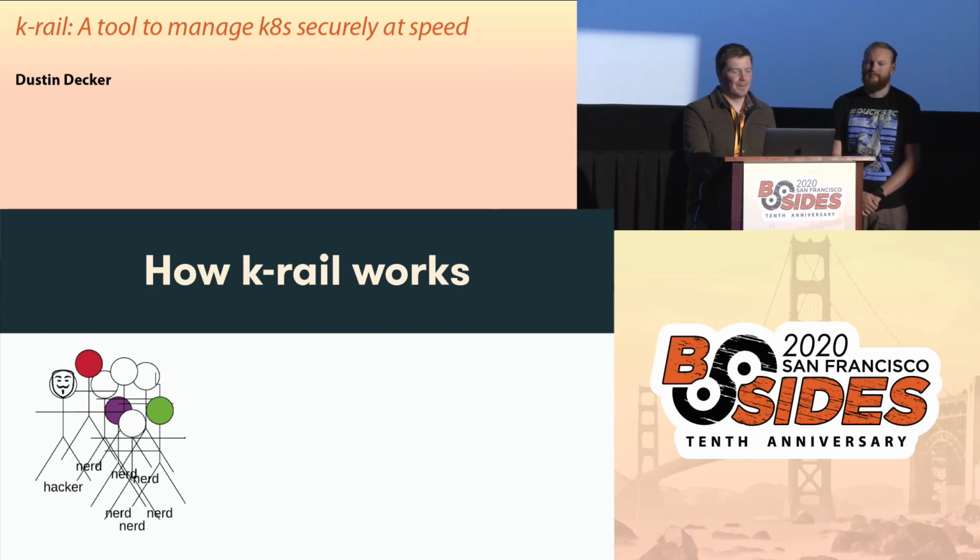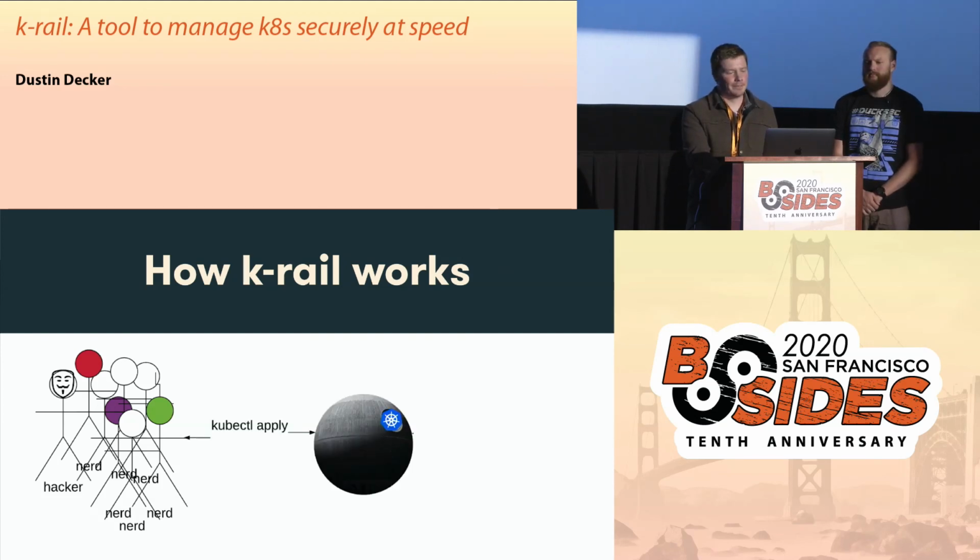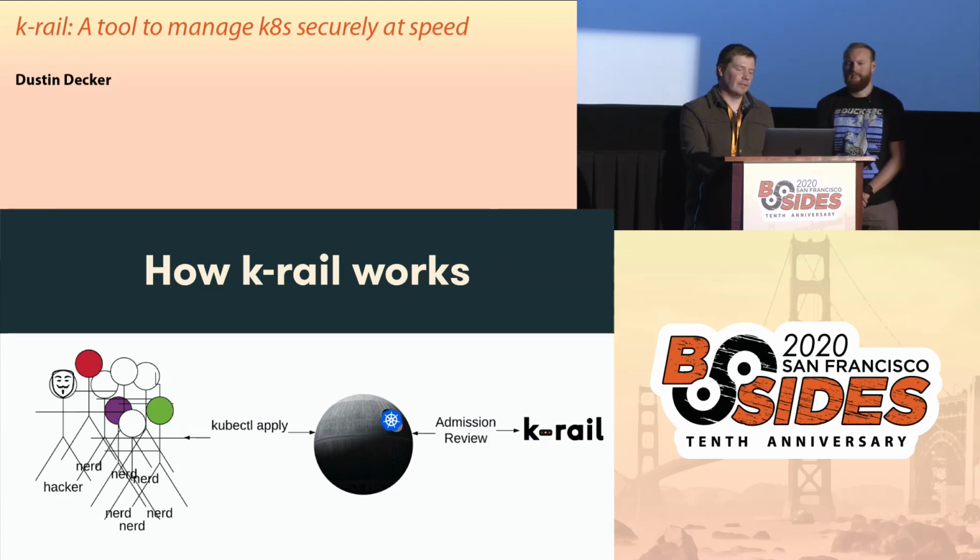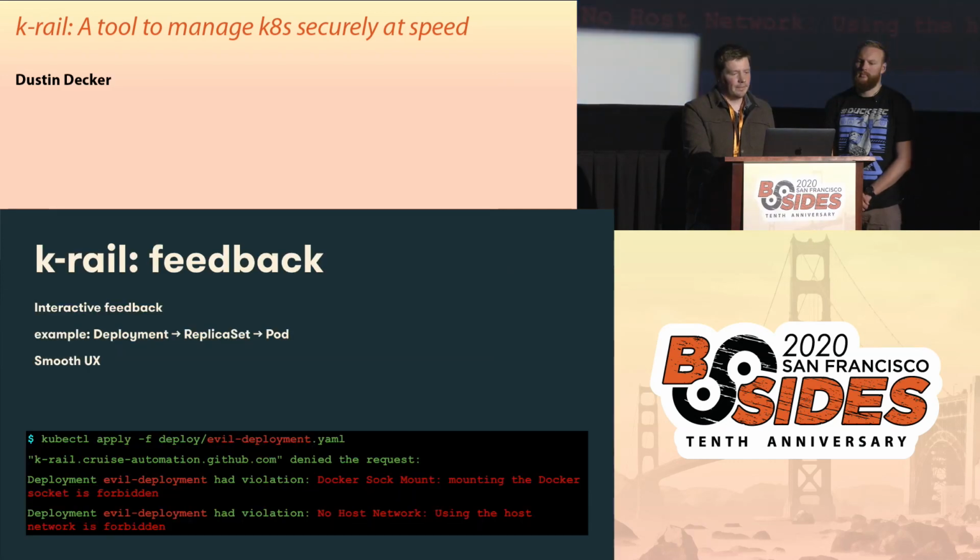So how does KREL work? Well, we have a bunch of hackers and nerds, hopefully mostly benevolent hackers, and they want to apply resources to a cluster. When the validation webhook is configured, or a mutation webhook, it'll create an admission review request to KREL, and then KREL will process the context of that request, so the resource specs and who is applying the resource and where it's being applied, and then it can make a decision whether to allow it or deny it. And that comes back in a response from the API server. And this all happens instantaneously, so they get immediate feedback.